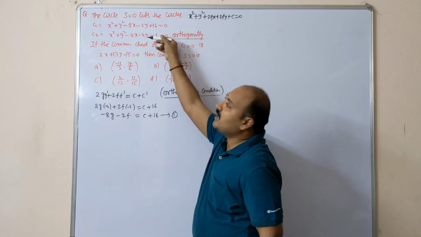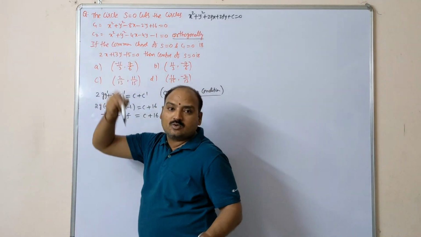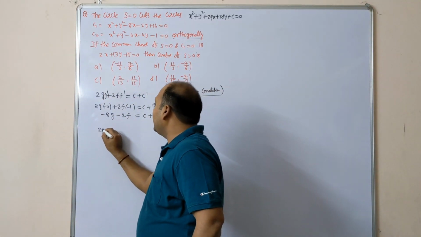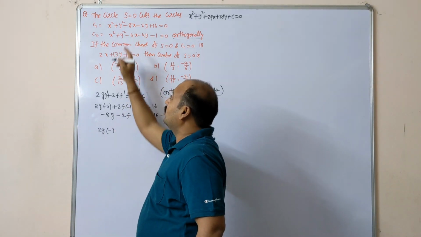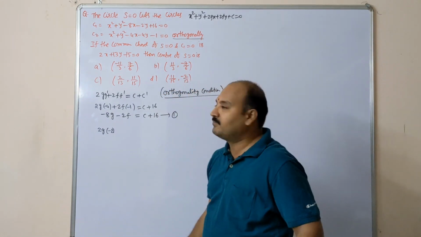This equation and the second equation, C2 equation, is also orthogonal. So 2g into g dash value from here, minus 1, minus 2f dash equal to minus 4, minus 2 will come.